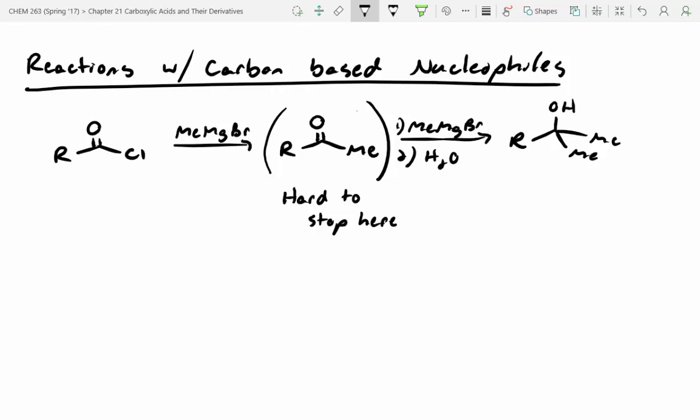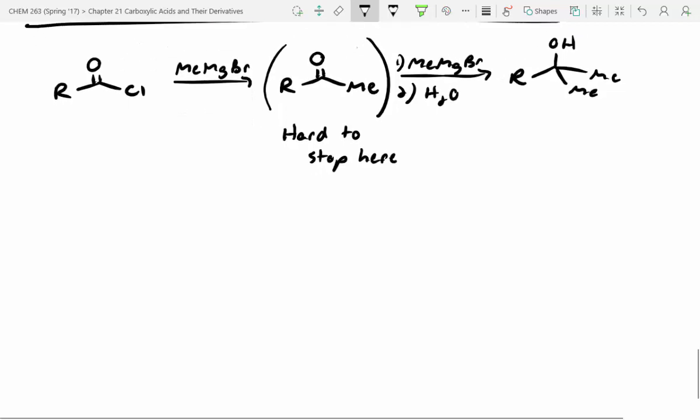But again, a chemist isn't going to be satisfied with that answer. They'll say, well, what if I want to stop at the ketone? Is there any sort of workaround? What do you guys think? What might be an idea for slowing this down? Bulky. Yeah, use something that's bulky. In this case, we can't use a Grignard. We have to use an alternate reagent.